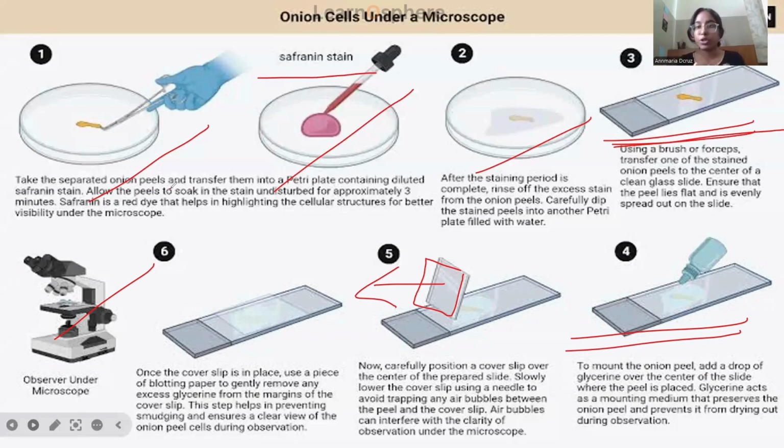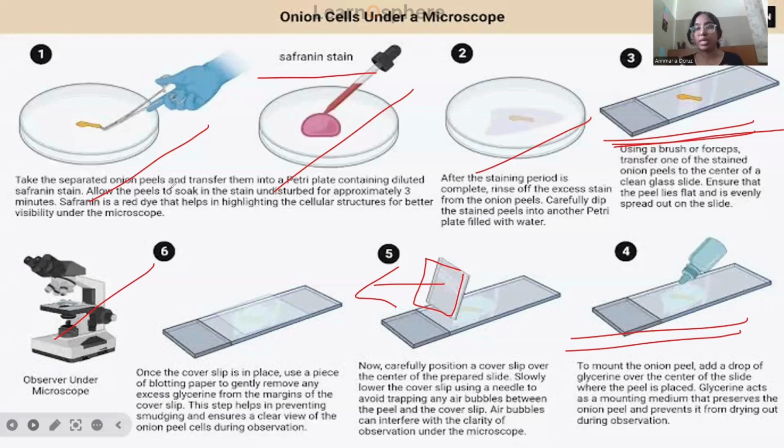So first, if you want to see the cells of the onion, you're going to peel the transparent layer of the onion. Then you will collect it in the petri dish. Later you're going to put some stain, which is called saffron stain. You're going to rinse the excess stain, in such a way that only very little stain is present in the peel.